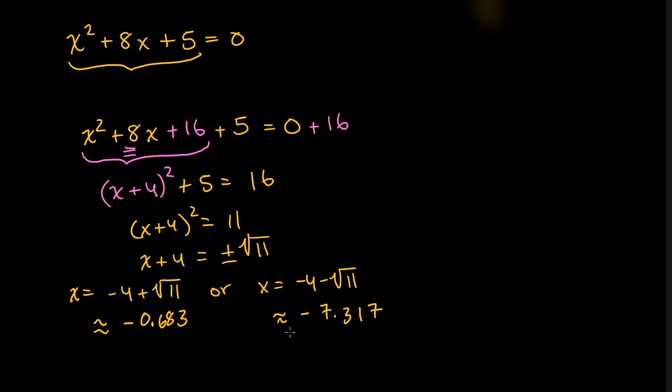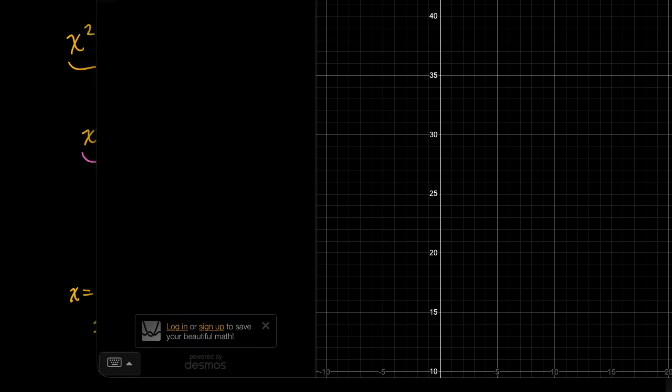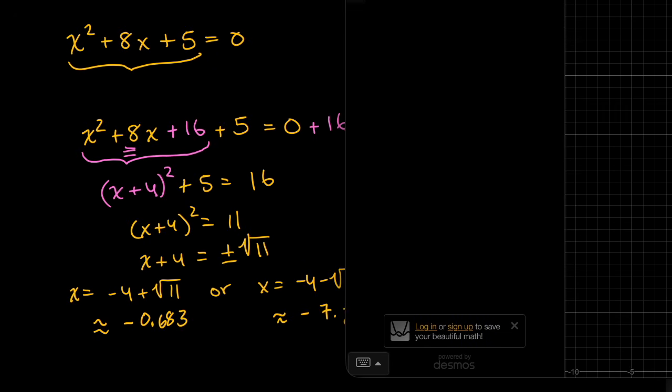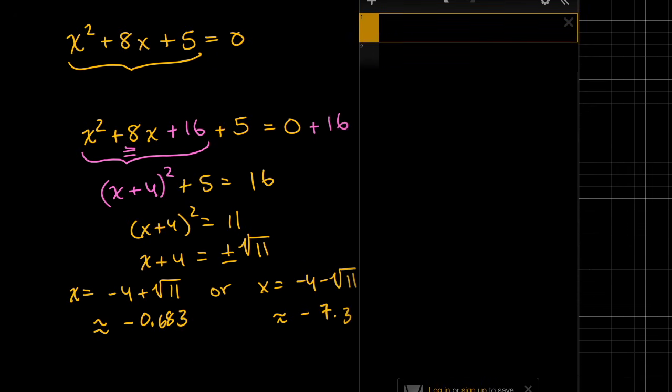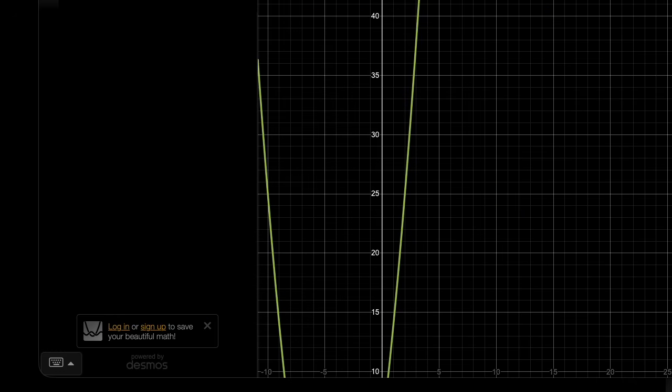Now let's see what happens when we graph this same equation and see if we can approximate or see these same values. So I'm going to get Desmos out right over here. And actually, let me just type in our equation. And what I'm going to type in is y is equal to x squared plus 8x plus 5. And I'm going to see at what x values is y equal to 0.